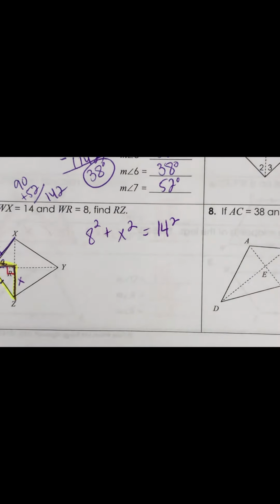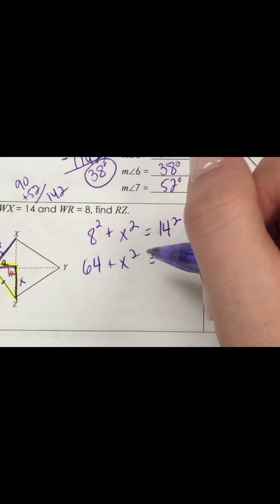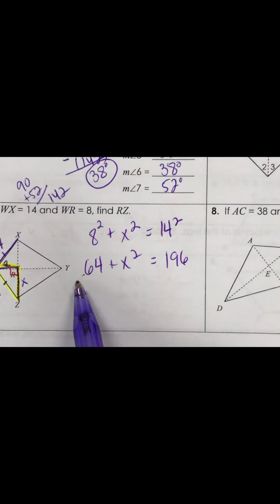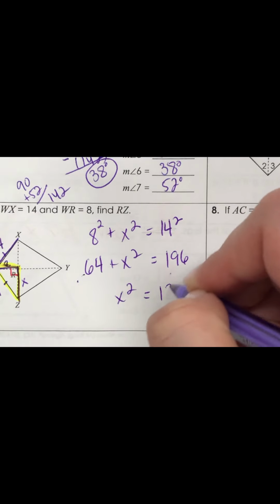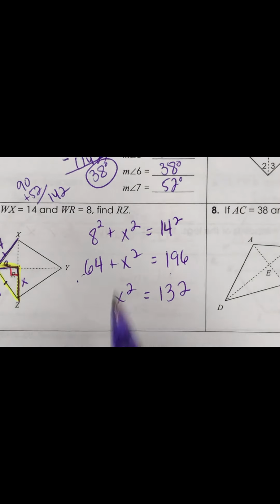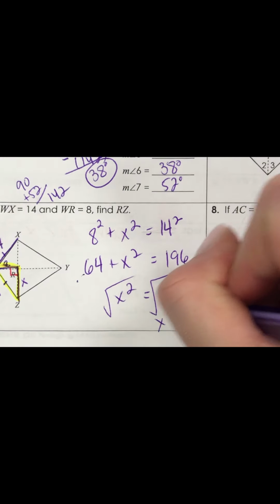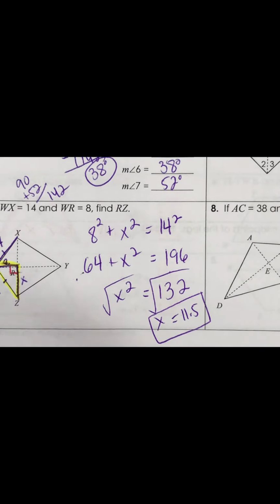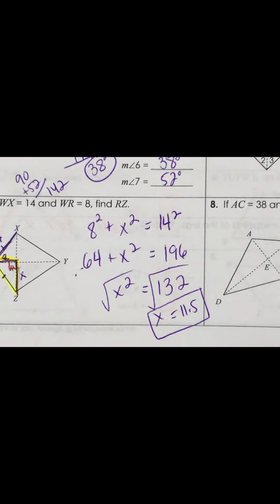So if I start to simplify and solve this, 8 squared plus x squared equals 14 squared. I'm going to need to move the 64 to the other side with subtraction. X squared equals 132. And I only want x, so I need to square root both sides. X equals 11.5. So here, again, we applied the fact that I had perpendicular diagonals and adjacent sides that were congruent to find a missing piece through the Pythagorean theorem.